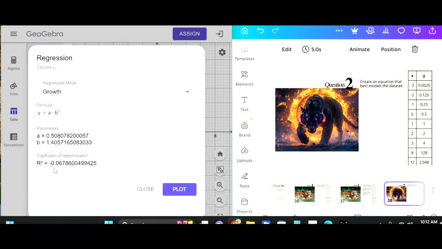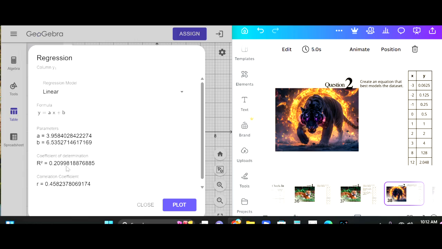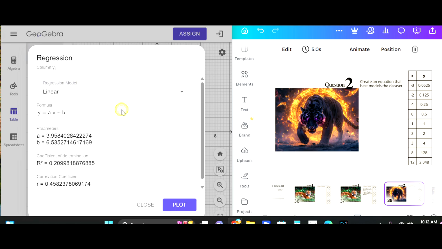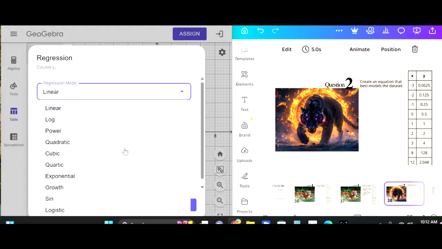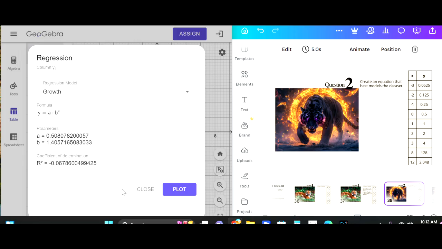Ah, look at that. It doesn't have a good r squared value, though. That has a terrible r squared value. So let's go back to linear. That's not very good either. Let's go quadratic. Ew, they all have a terrible r squared value. So linear is 0.2, quadratic is 0.28, and it's not growth.